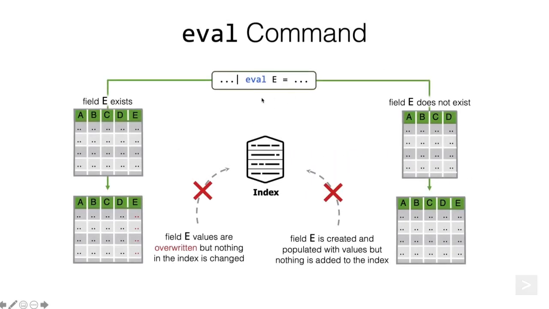Now, if we are using eval with a field that already exists, the eval command will overwrite the values of the field with the results of the eval expression. This is done at search time, not changing or overwriting any of the already indexed data. If we are creating a new field with the eval command, it will take the values of the expressions, but again, no new data is written into the index as the eval command operates at search time.